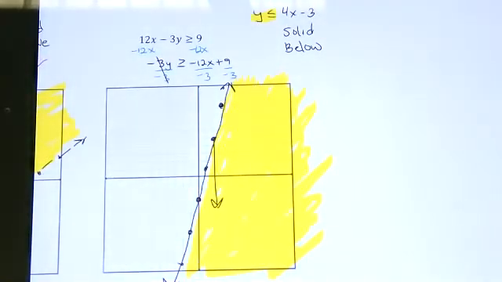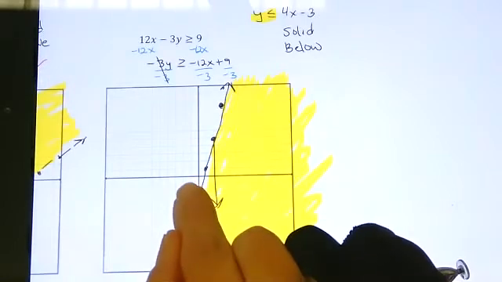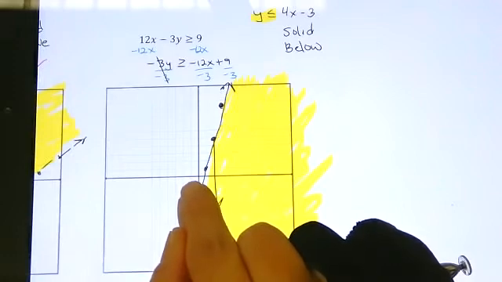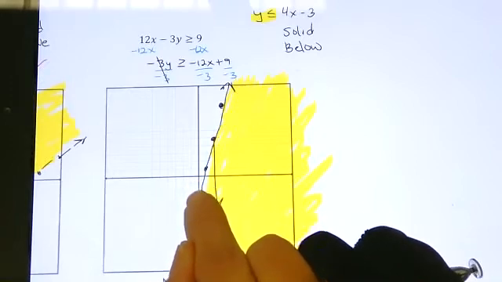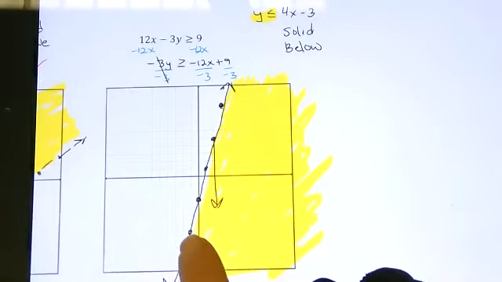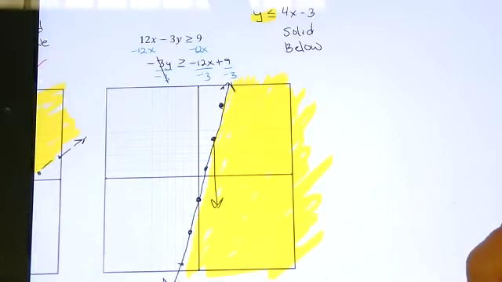I need to check that I did this correctly. So I want to pick a point in the shaded region. 0, 0 is not in the shaded region, so probably not a good idea to choose 0, 0. If you do want to choose 0, 0, you would be verifying that it's false because it's not shaded. So it's actually easier to just be consistent and always choose a point in the shaded region to confirm.